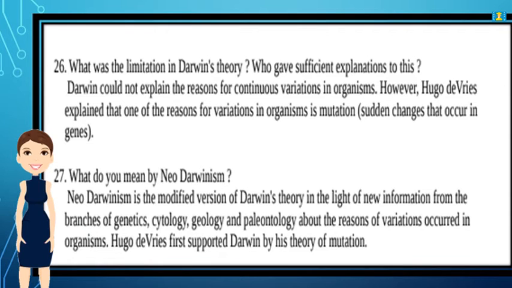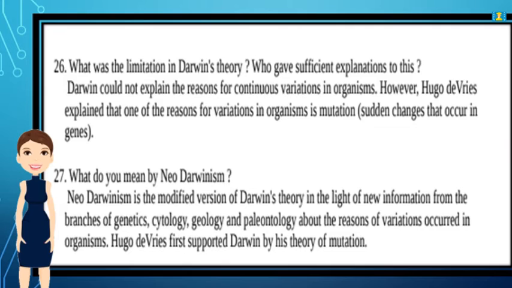Who gave sufficient explanations to this? Darwin could not explain the reasons for continuous variations in organisms. However, Hugo de Vries explained that one of the reasons for variations in organisms is mutation.